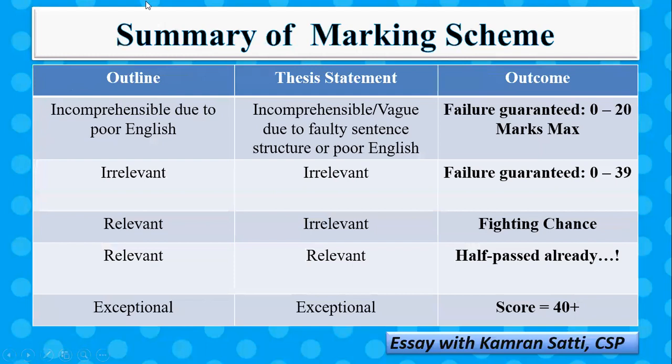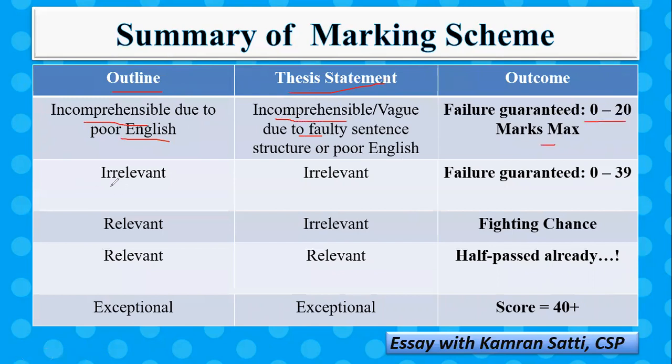Now, this is the summary of the marking scheme. Once again, if your English is not good, the examiner finds a lot of grammatical mistakes in both your outline and thesis statement. He won't be reading your whole essay. He won't be wasting his time. He would give you anything between 0 to 20 and fail you.